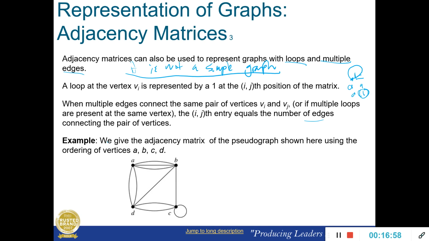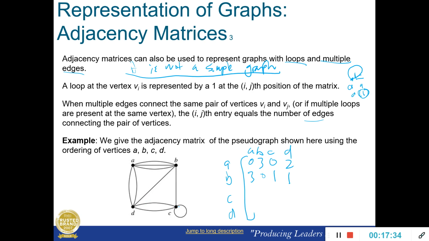Okay, look at this example. We give the adjacency matrix of the pseudograph shown here using the ordering of vertices A, B, C, and D. A to A, 0. A to B, you have 3 edges. A to C, you have 0 edges. And A to D, you have 2 edges, and so on. B to A, you have 3. B to B, 0. B to C, 1. B to D, 1.